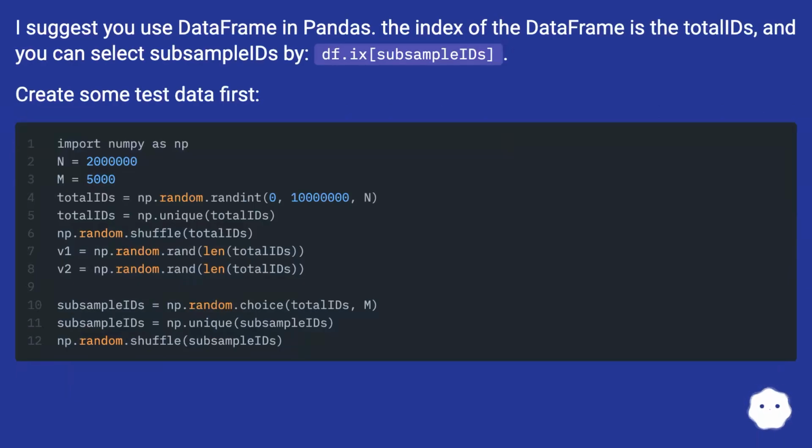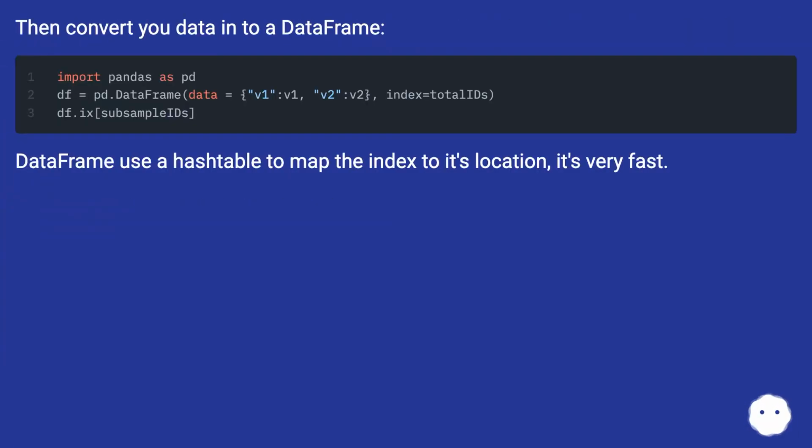I suggest you use a DataFrame in pandas. The index of the DataFrame is the totalids, and you can select subsampleids by df.loc[subsampleids]. Create some test data first. Then convert udata into a DataFrame. DataFrames use a hash table to map the index to its location. It's very fast.